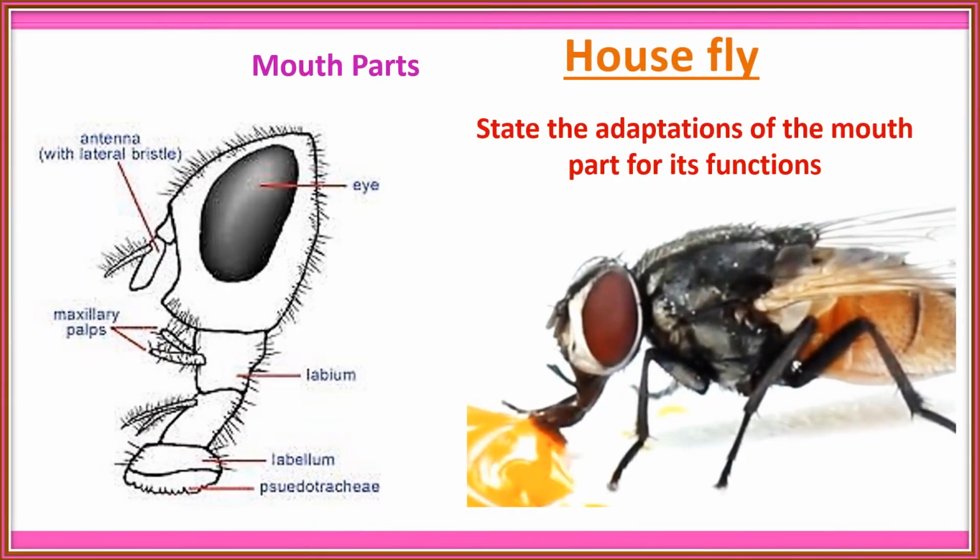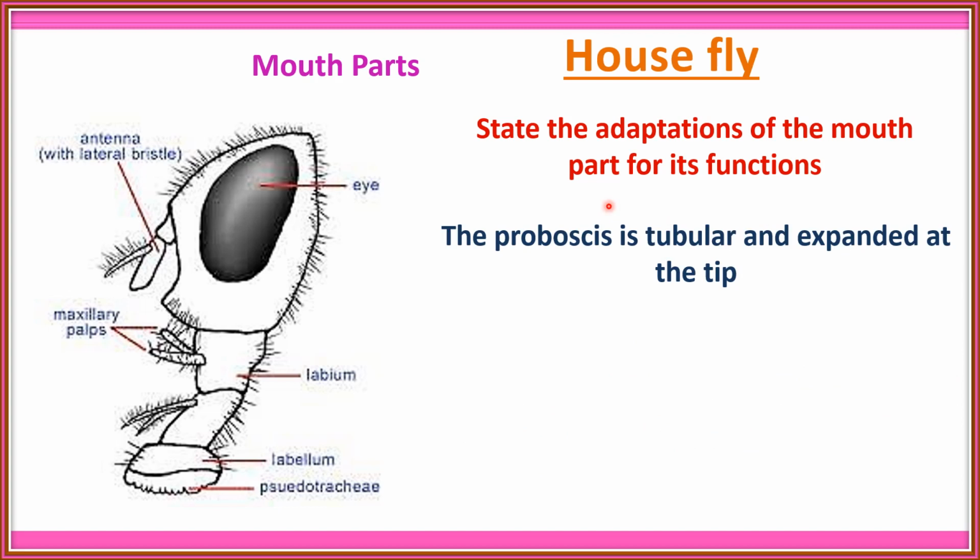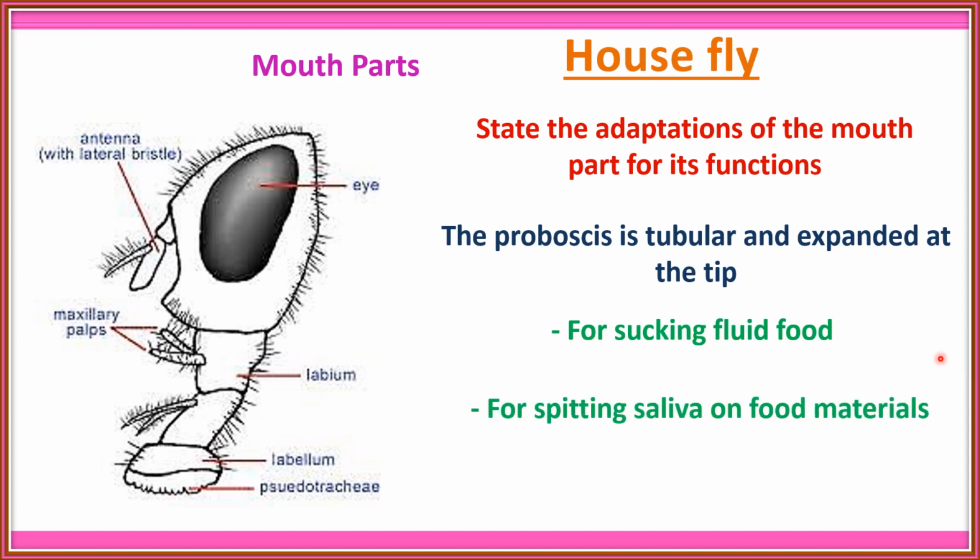The mouth part. State the adaptations of the mouth part for its function. Now the proboscis is tubular and expanded at the tip. It is for sucking fluid foods, for spitting saliva on food material.